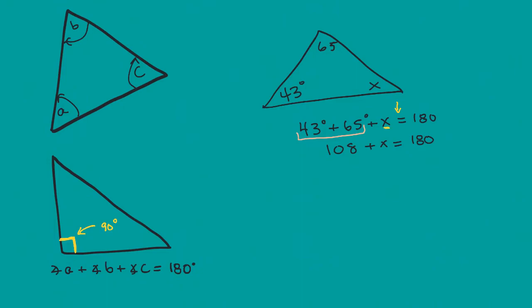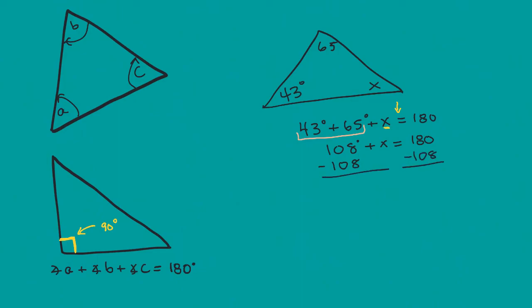Now, remember our goal is to isolate our X. So 108 has to move. 108 degrees has to be removed. How can that happen? That can happen using opposite operations. It is a positive or plus 108, so the opposite of plus or positive is minus or subtracting 108. And if I do that on one side of my equal sign, I must do it on the opposite side.